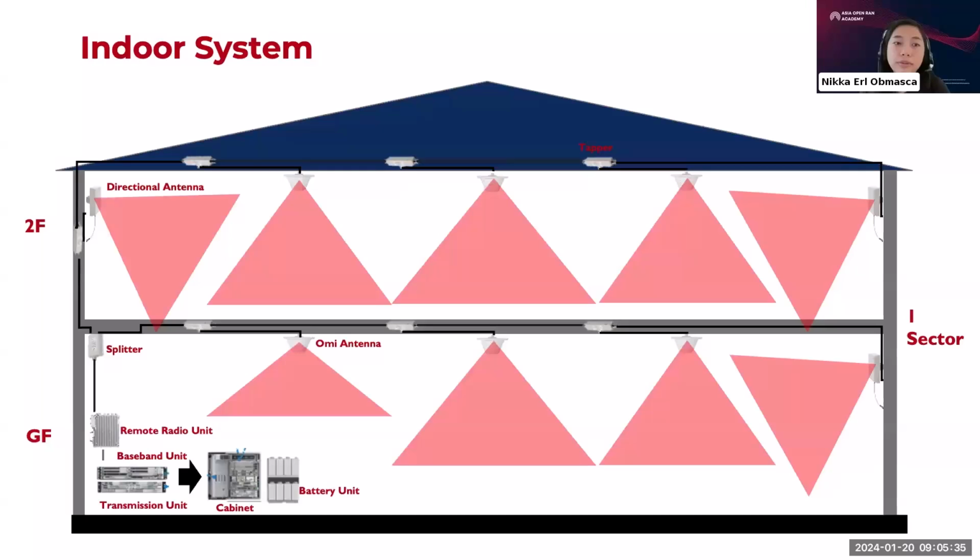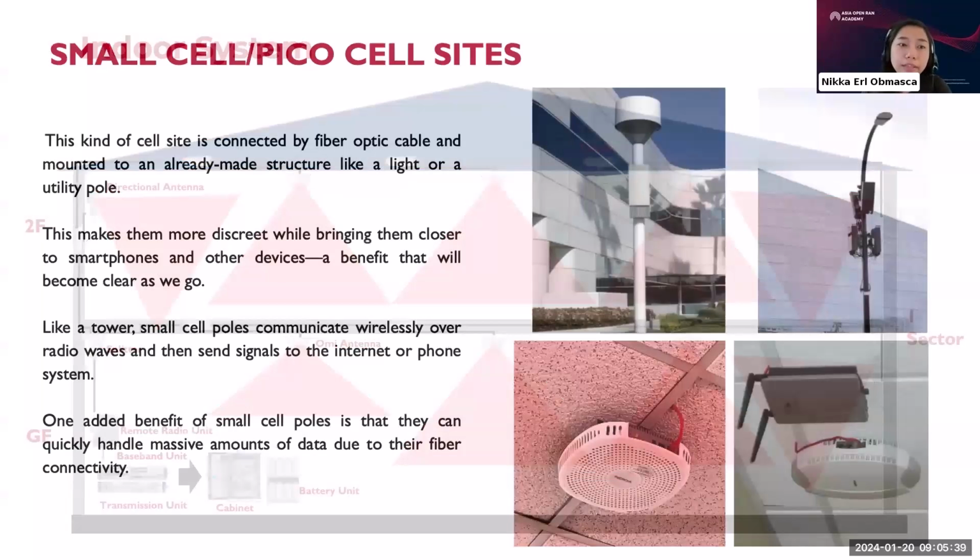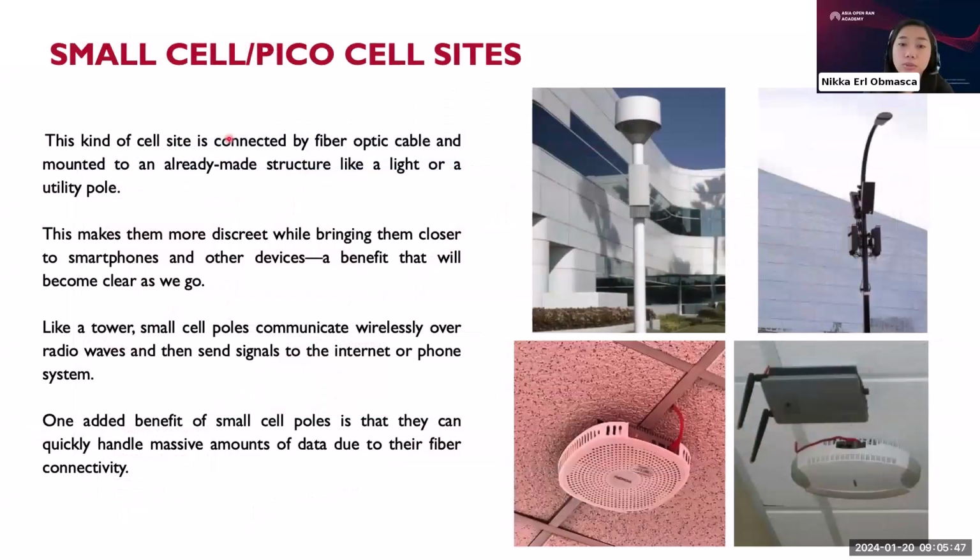Next one we have is a small cell or a picocell site. This kind of cell site is connected by fiber optics cable and mounted to an already made structure like a light or a utility pole. So you can also see this at some posts or at some poles around Makati or BGC.